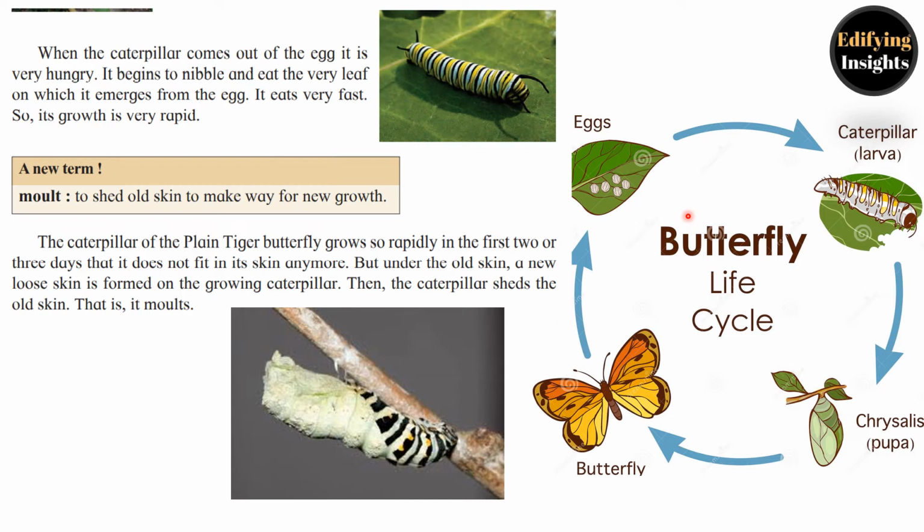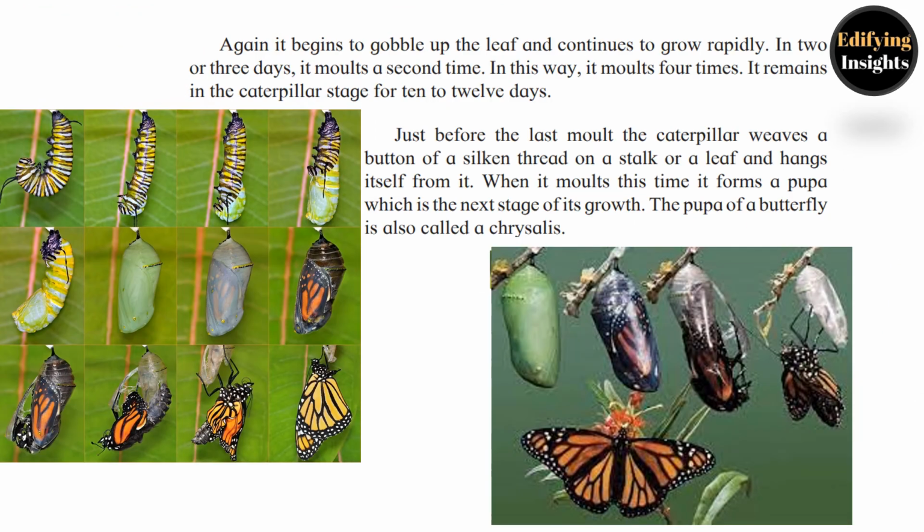The caterpillar of the plain tiger butterfly grows so rapidly in the first 2 or 3 days that it does not fit in its skin anymore. But under the old skin, a new loose skin is formed on the growing caterpillar. Then the caterpillar sheds the old skin. That is, it molts. Again it begins to gobble up the leaves and continues to grow rapidly. In 2 or 3 days, it molts a second time. In this way, it molts 4 times. It remains in the caterpillar stage for 10 to 12 days.